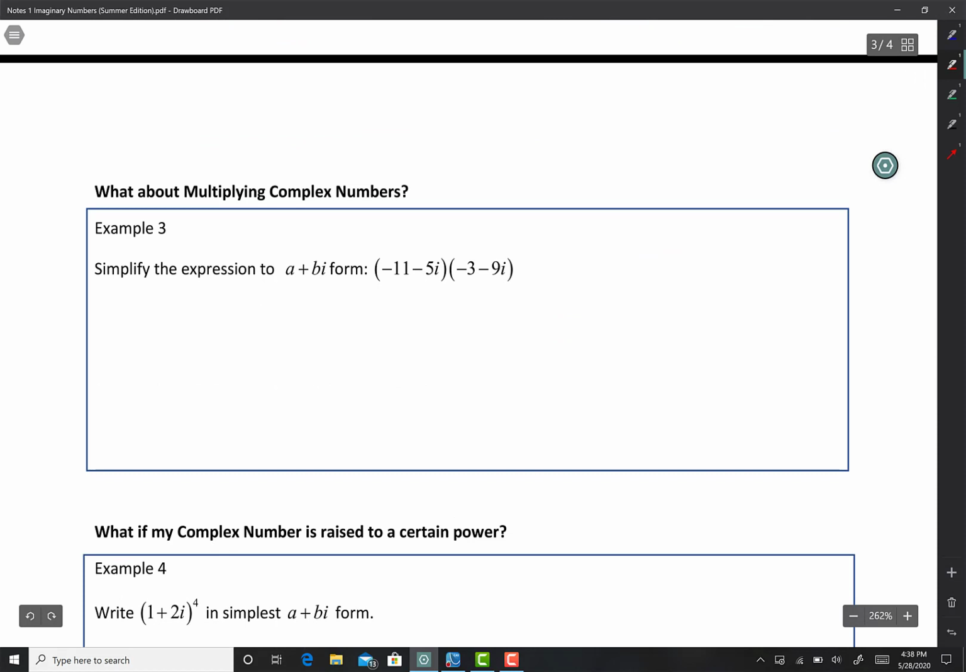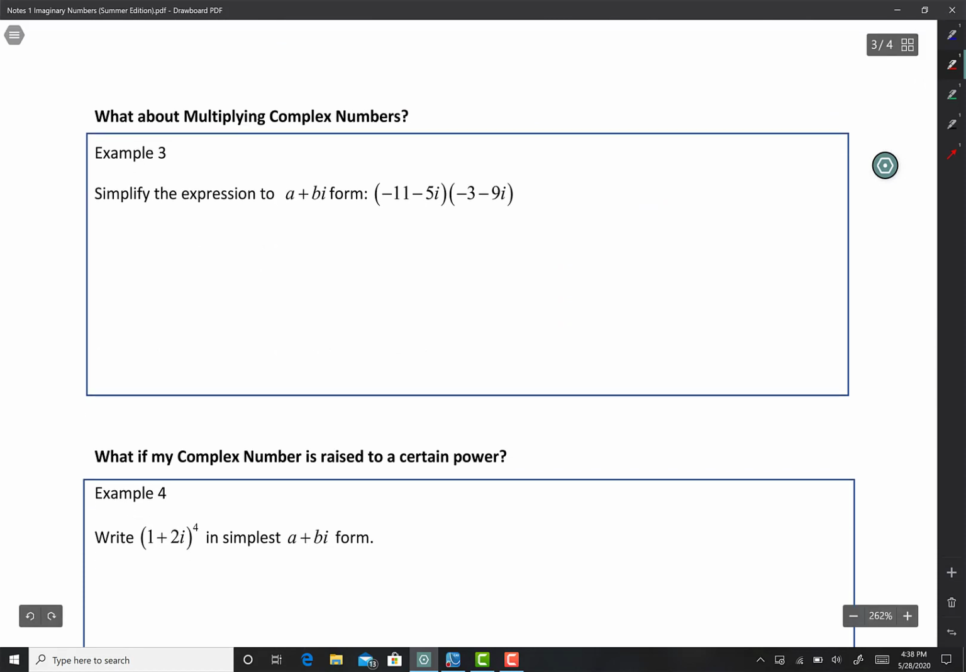What about multiplying complex numbers? It's the same, guys. You're just going to FOIL. So here we go. And you don't need a calculator for this, guys. Try not to use a calculator for this. I'll show you how to type it into the calculator just to verify. So here we go. Negative 11 times negative 3. So all these numbers are numbers that we should be able to multiply. That's going to be a positive 33.